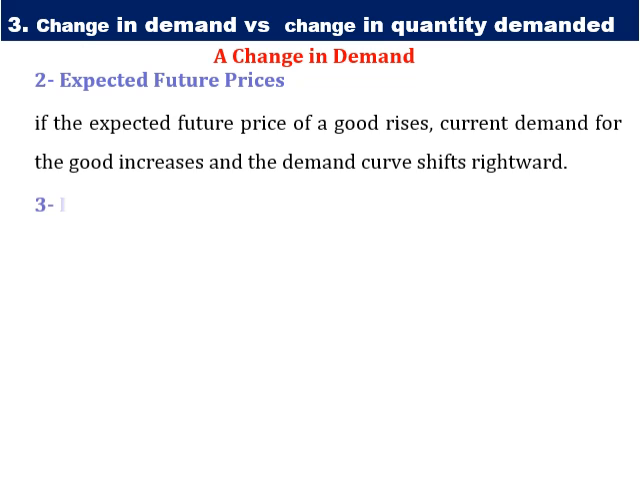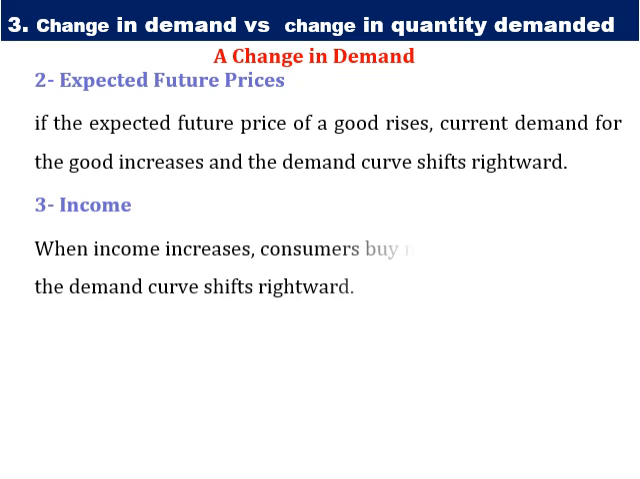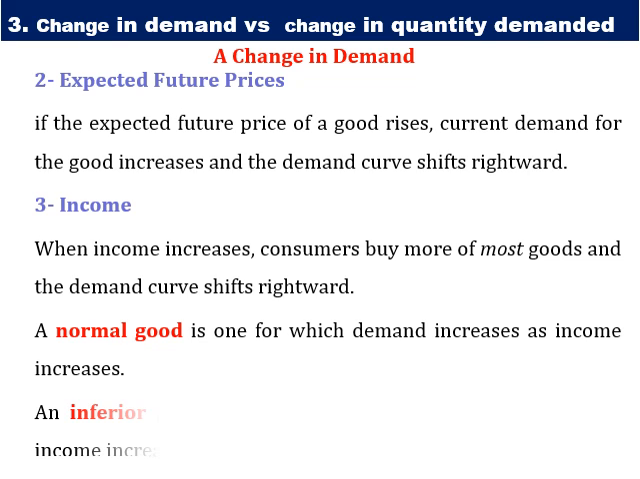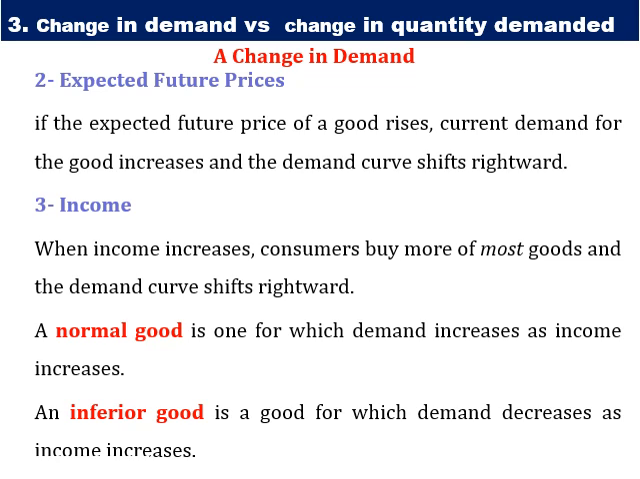The third factor is income. Basically, when income increases, consumers buy more of most goods, so the demand curve will shift to the right. But here we have to distinguish between two types of goods, which are normal goods and inferior goods. A normal good is a good for which the demand increases as income increases. So most goods are normal goods. What about inferior goods? An inferior good is a good for which the demand decreases if the income increases.